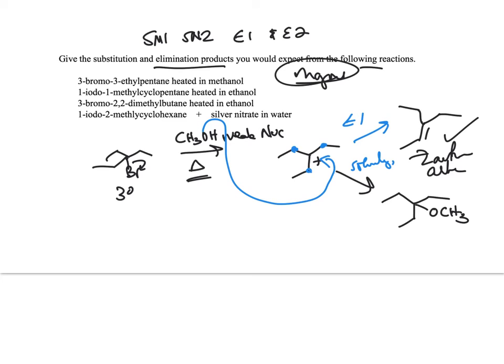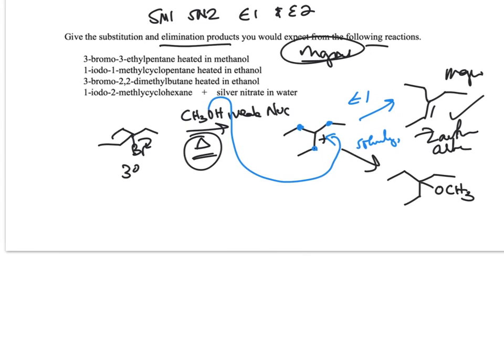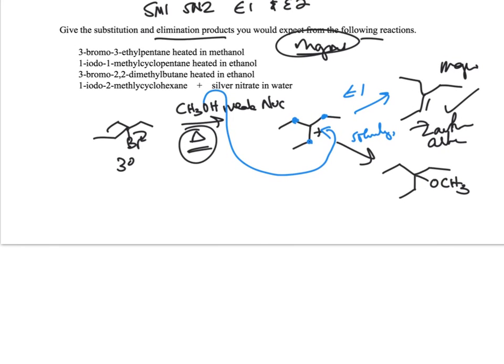My guess is you're going to get more of the alkene because of the heat than you will for the substitution. But it does say give the substitution and elimination. So yes, E1 and SN1 for both of those. Remember, you have one or the other.